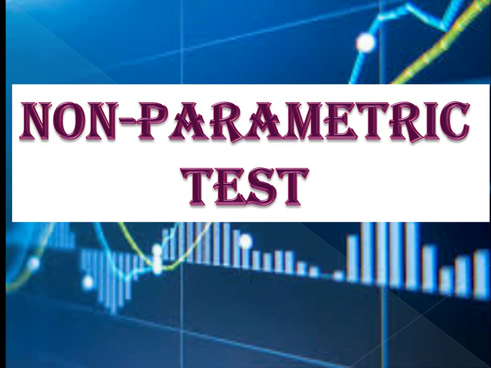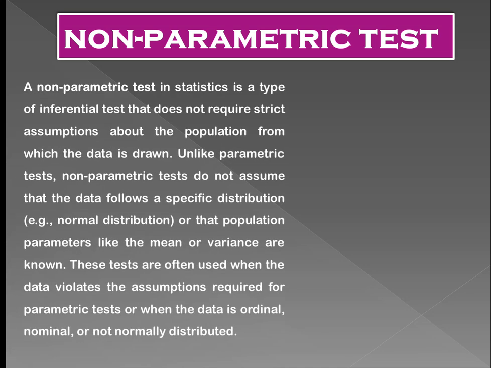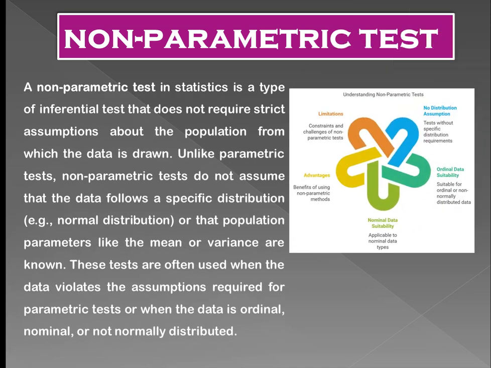Non-parametric test. A non-parametric test in statistics is a type of inferential test that does not require strict assumptions about the population from which the data is drawn. Unlike parametric tests, non-parametric tests do not assume that the data follows a specific distribution, e.g., normal distribution, or that population parameters like the mean or variance are known. These tests are often used when the data violates the assumptions required for parametric tests or when the data is ordinal, nominal, or not normally distributed.